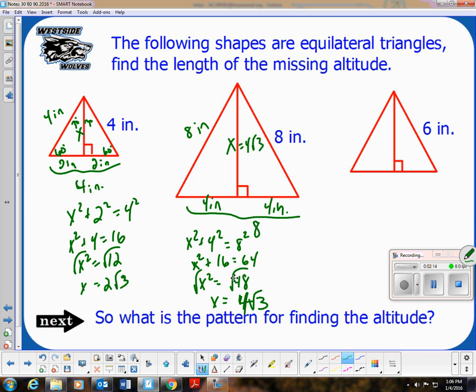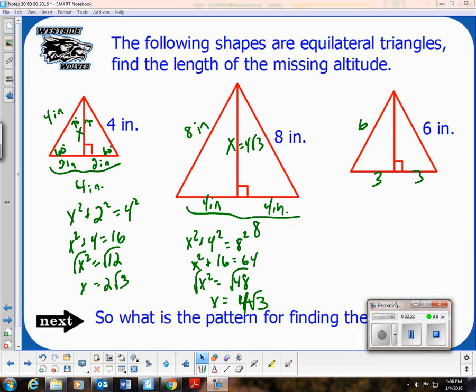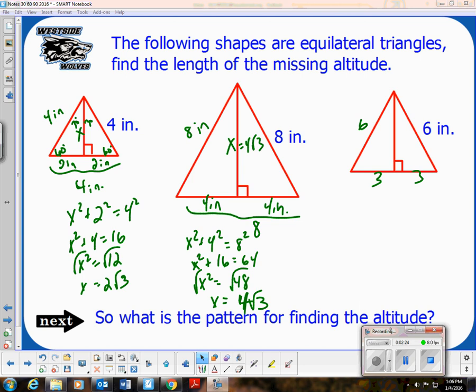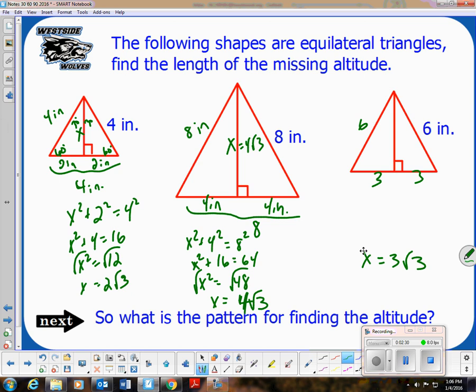And so then we go over here to this next one, and again we got 6 here, and we got a 3 here and a 3 here, and so we can follow the pattern again. When we follow the pattern and we come up here, when we're done, you get x is equal to 3 square root of 3 here.